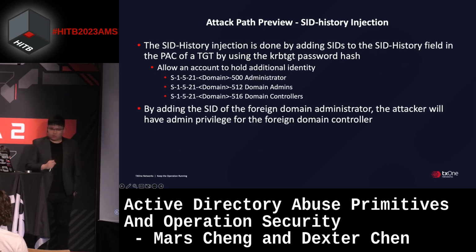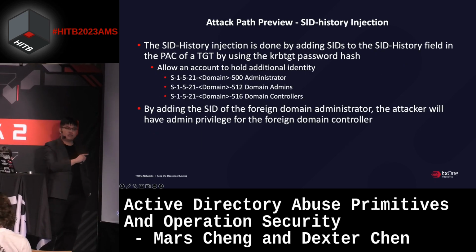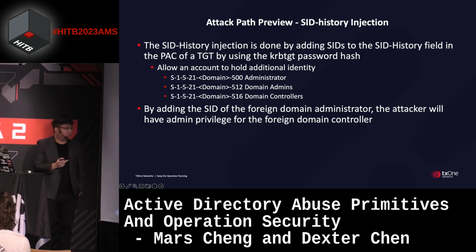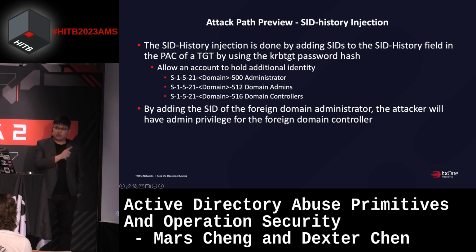And next one is SID history injection. Usually this technique is used to leverage the cross-forest trust attack. So also for SID history, we need to have the KRBTGT password hash. And we add the SID to the SID history field, because this SID history field can be used across the forest domain trust here.